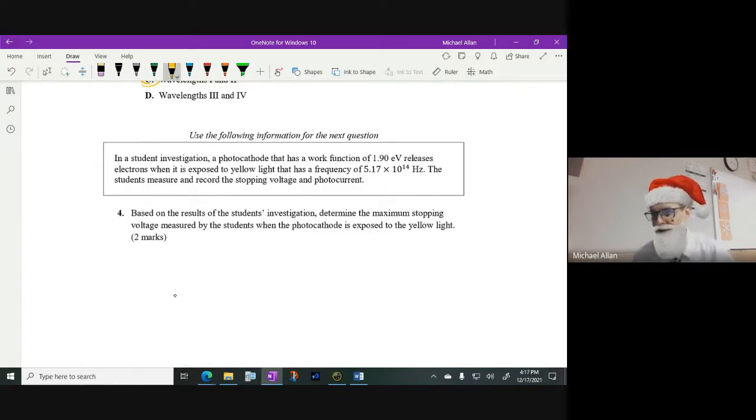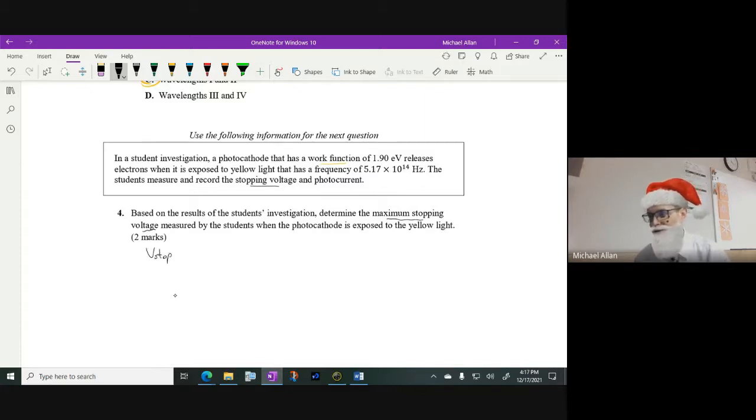So in this investigation, you got the photoelectric effect, you got this photon of some energy, we got another work function here. So what I know, actually, let's keep on going. The student recording, we want to find the stopping voltage. We want to determine the maximum stopping voltage. We're looking for V stop here.